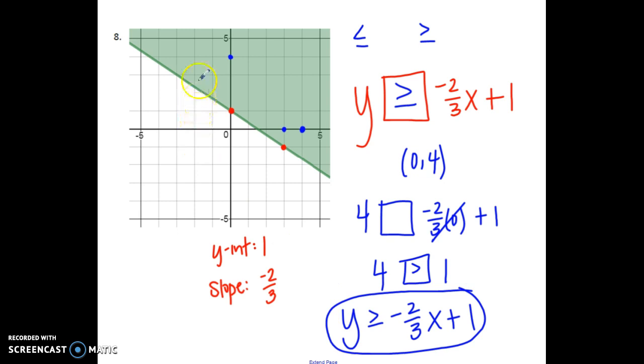You can do the same thing if I gave you a parabola. You could find the equation of the parabola and then test points within the shaded region to figure out what inequality symbol you would actually have there.